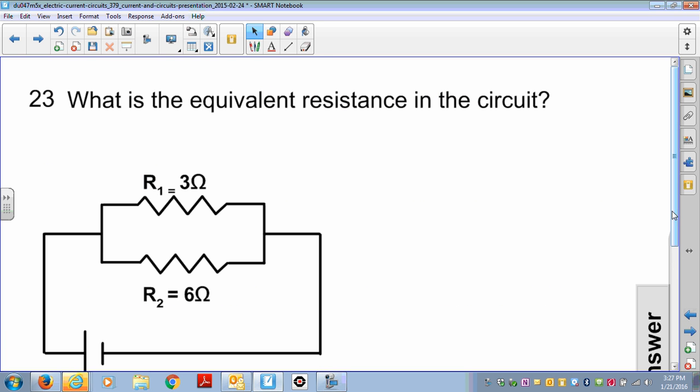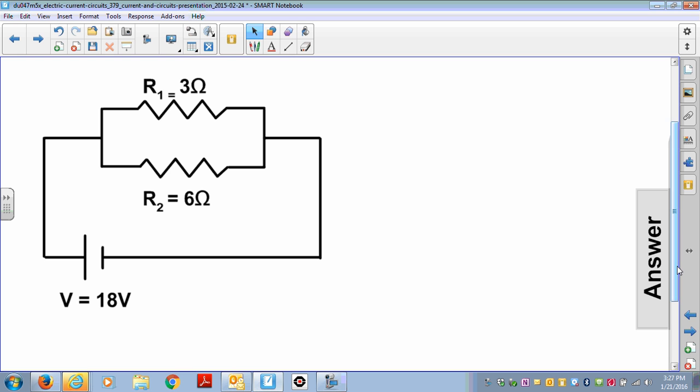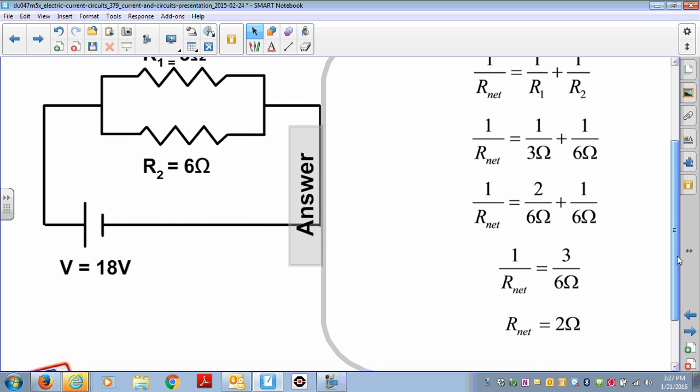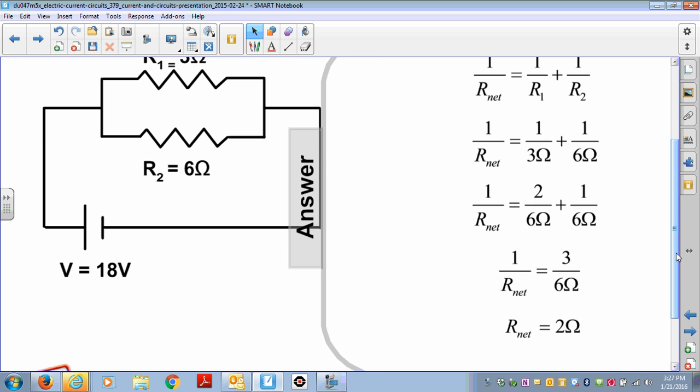What is the equivalent resistance in this circuit? Go ahead and pause the video. Okay, so let's take a look at your answer. Using 1 over R equivalent is equal to 1 over R1 plus 1 over R2, we end up getting 2 ohms. Don't forget here to take the inverse of your sum of your inverses.